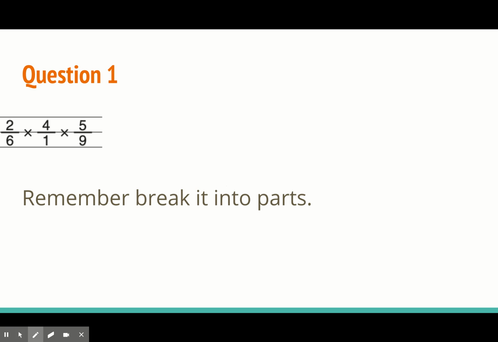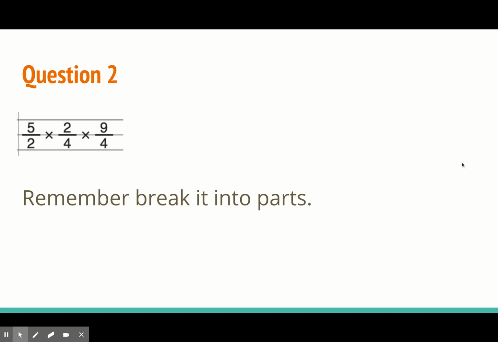Let's do it together very quickly. 2 times 4 is 8. 8 times 5 is 40. And 6 times 1 is 6. Times 9 is 54. So hopefully you got that. 40 over 54. Next up.